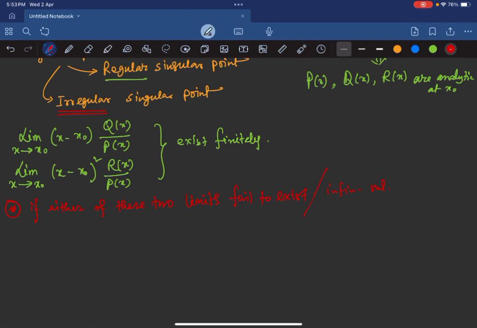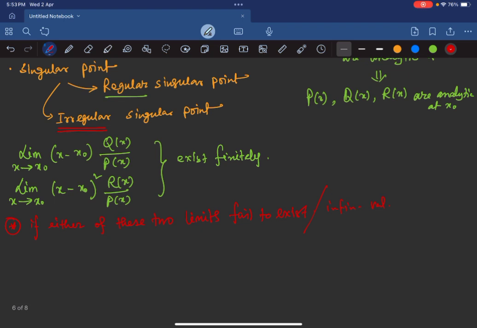Now here we can take a few examples. Through them we'll try to understand, or rather validate, these concepts of ordinary point and regular singular point. So we can take one or two questions here.